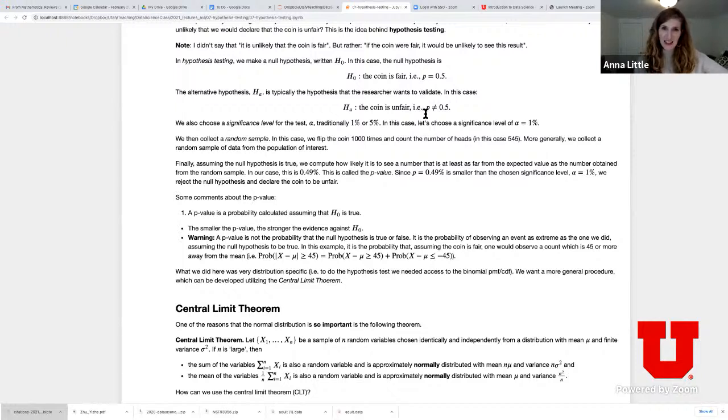If you haven't seen hypothesis tests in any courses before, it does take a little bit of practice, getting your head around exactly how we state the hypotheses and exactly how we state the conclusions.